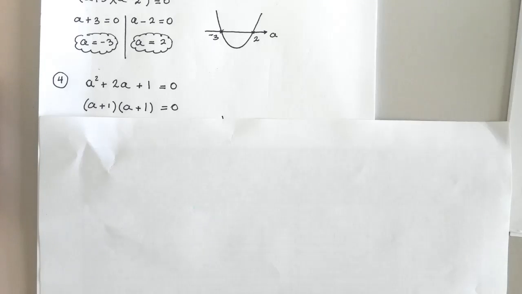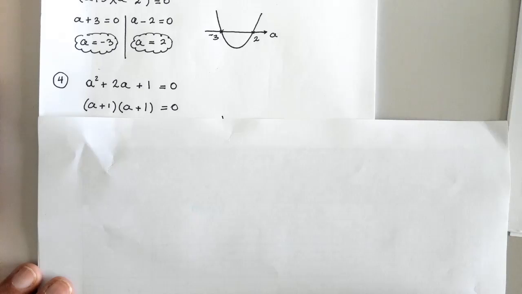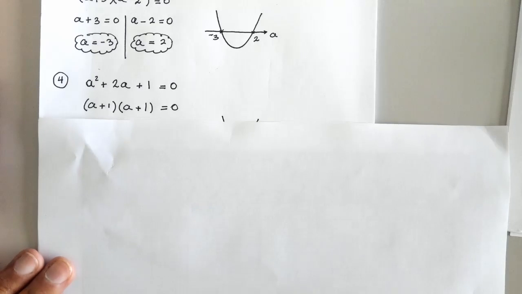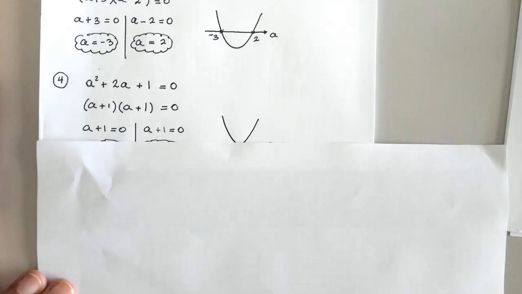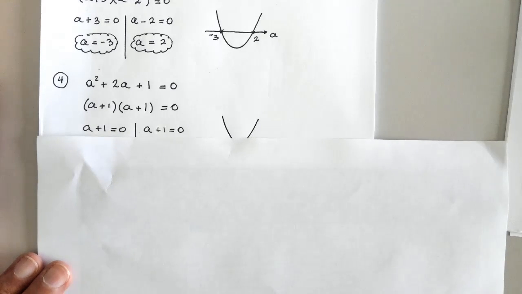So when you have a situation like that, then we have a perfect square, and that is going to be important for the next way of solving quadratic equations. And then we're going to have a plus 1 equals 0, a plus 1 equals 0.